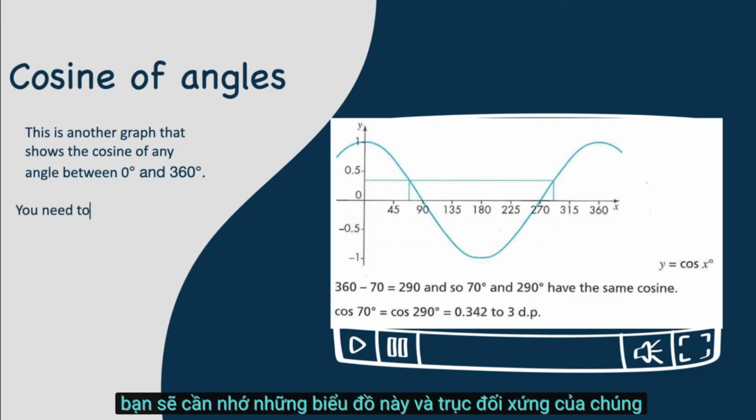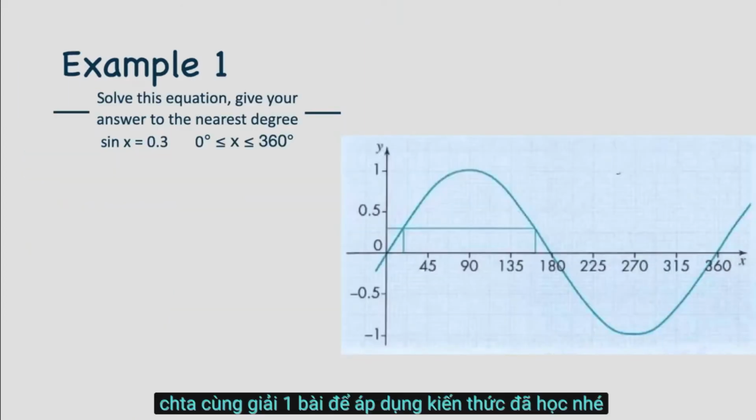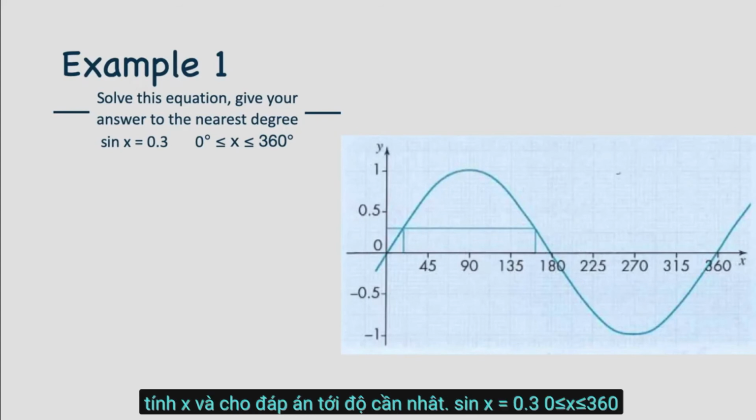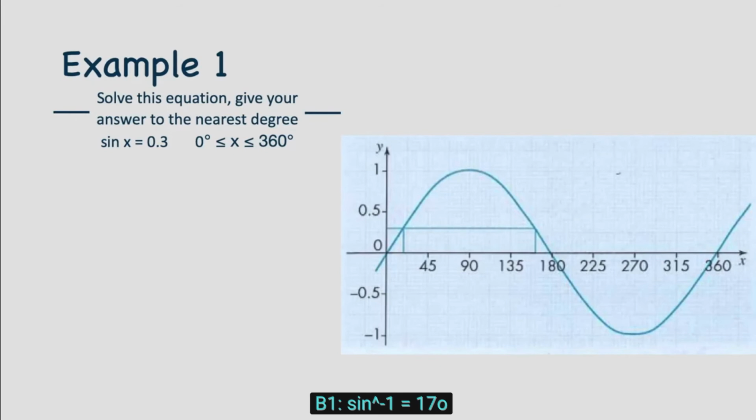Now let's solve a simple problem to practice using what we have learned, okay? The question asks us to solve the equation, giving the answer to the nearest degree: sin x equals 0.03 with 0 degrees smaller or equal to x smaller or equal to 360 degrees. A calculator will give inverse sine of 0.03 equals 17 degrees. This is one answer to the question.